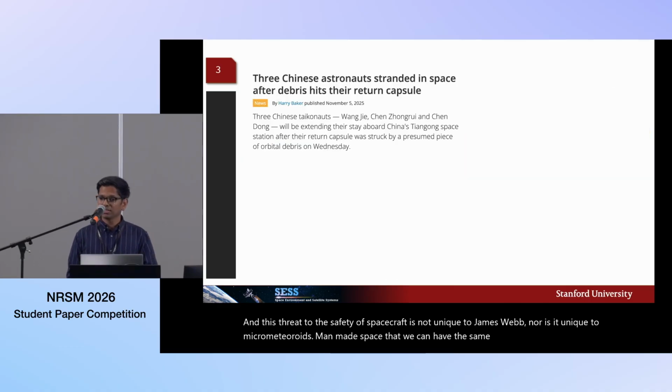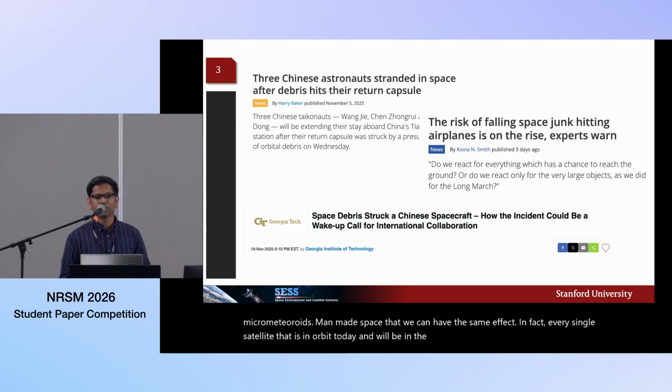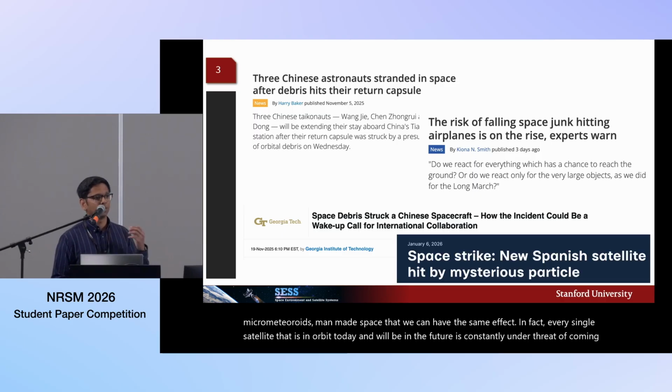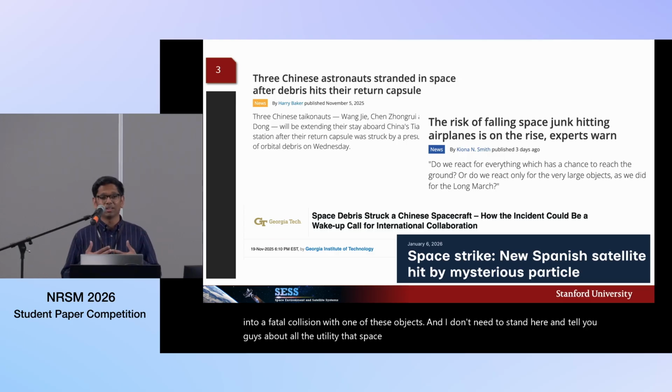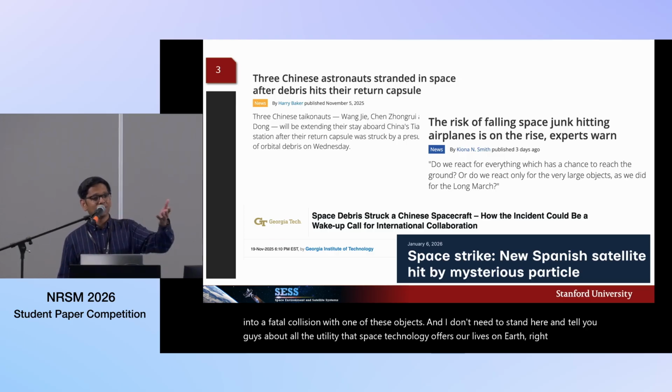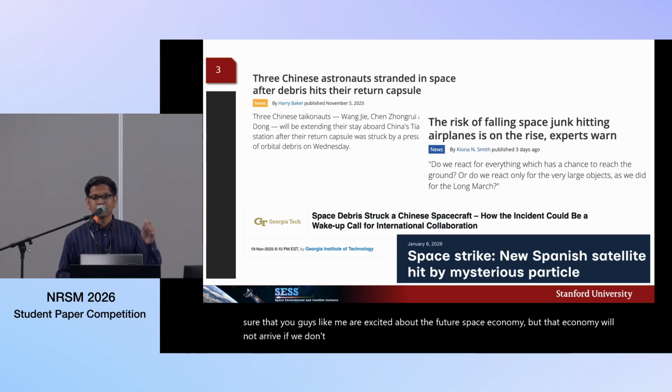In fact, every single satellite that is in orbit today and will be in the future is constantly under threat of coming into a fatal collision with one of these objects. And I don't need to stand here and tell you guys about all the utility that space technology offers our lives on Earth right now. And I'm sure that you guys, like me, are excited about the future space economy. But that economy will not arrive if we don't deal with the existential threat posed to it by debris.